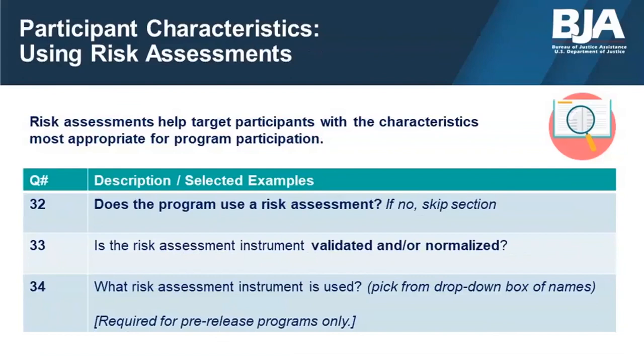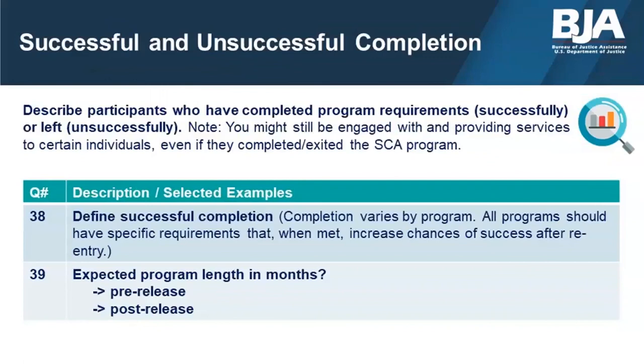The participant characteristics section includes several questions to help describe the risk assessments you use. The risk assessments help target participants with the characteristics most appropriate for program participation. The next section describes and records participants who have either completed or left the program before completing it.